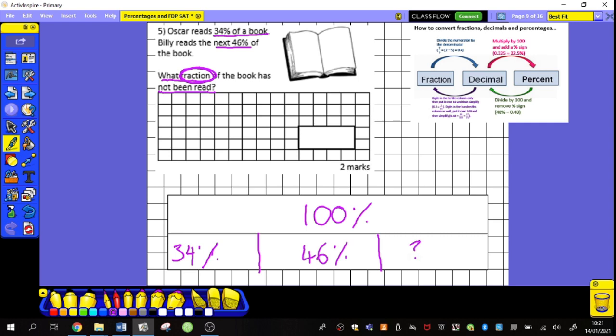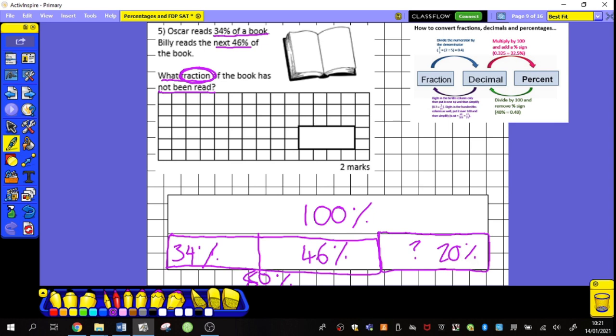Now I think the first thing I need to do here is to find out what that end bar is as a percentage, and then I can convert it into a fraction because it's asking me what fraction of the book has not been read. So the first thing I'm going to do is to add up the 34 and the 46 to get the whole of this area. Once I know the whole of that area, I can subtract it from my 100. So 34 and 46, oh that's a very dodgy 4, there we go, is 80. So if I subtract it from 100, I know quick mental maths is 20%.